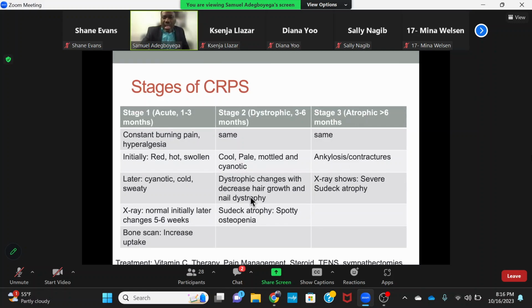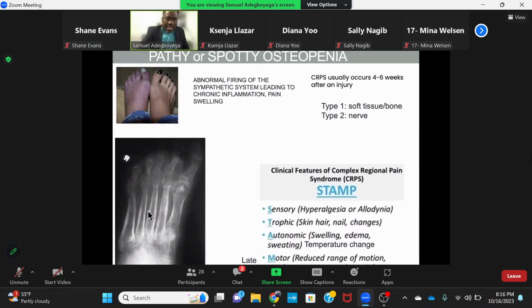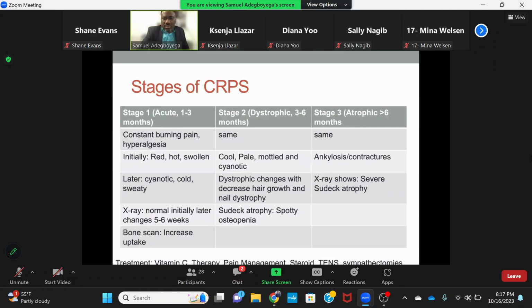There's something called pseudo-Sudeck atrophy, and what it is, you're going to see this spotty osteopenia right here, or they call it patchy osteopenia, right? When you see that, and the patient just had surgery 6 weeks ago, that is pathognomonic for CRPS. And CRPS you usually see about 6 weeks after surgery.